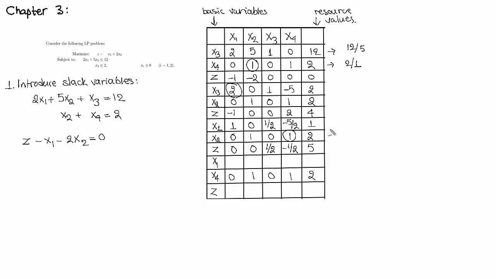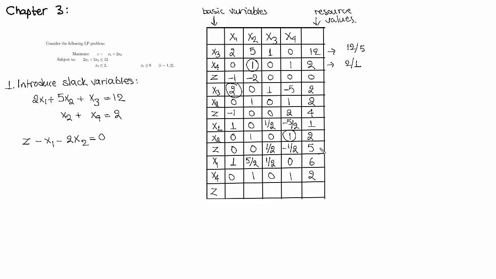Okay, now we need to make the other entries of this column to be equal to 0. So we're going to add into this row 5 over 2 times this row. So we're going to have 1 plus 5 over 2 times 0 is 1. 0 plus 5 over 2 times 1 is 5 over 2. A half plus 5 over 2 times 0 is just a half. Minus 5 over 2 plus 5 over 2 is 0. And 1 plus 5 over 2 times 2 is just 6.